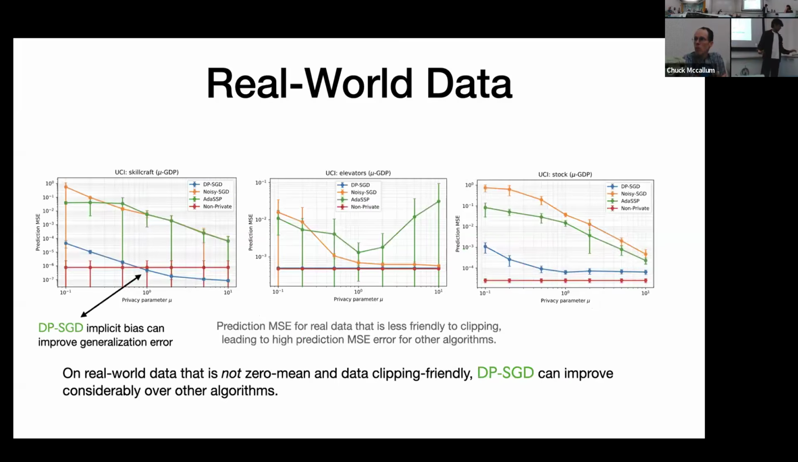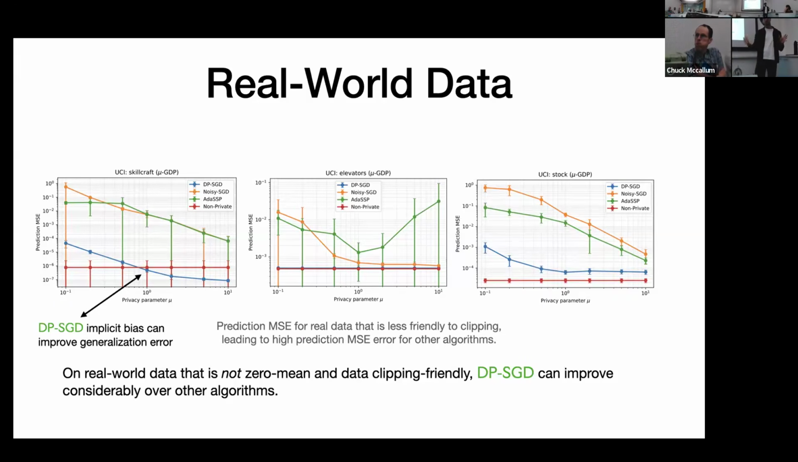But we still see that in cases where the data is somehow either ill-conditioned or the data's norm is very far away from the origin, where these clipping biases introduce real statistical error, DP-SGD can improve considerably over other algorithms. In all three of these cases, DP-SGD either reaches or beats the non-private error.